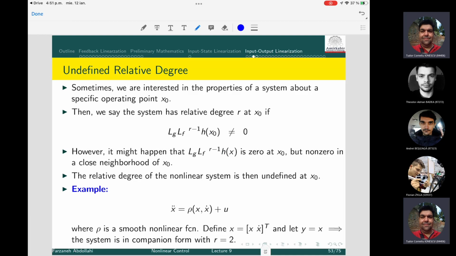Now, what is an undefined relative degree? We have to see the opposite. We have to see the bad apple this time, to be able to understand everything.